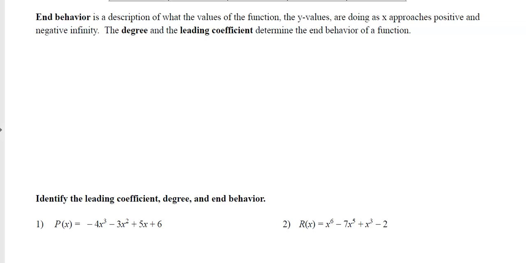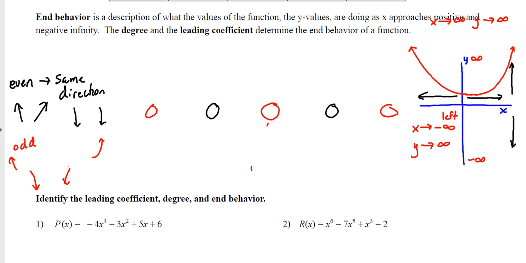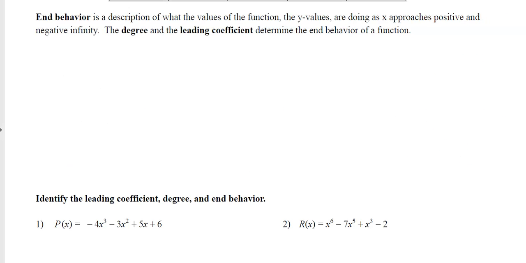End behavior is a description of what the values of the function, aka the y values, are doing as x approaches positive or negative infinity. And like I said, that means moving to the right or to the left. So let's just look at a few examples.